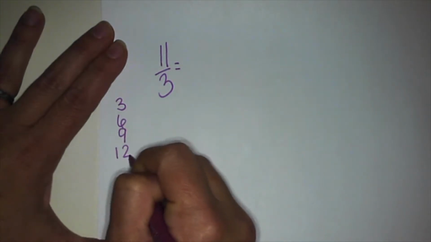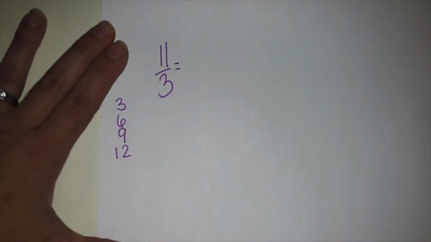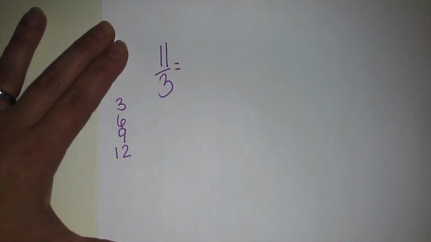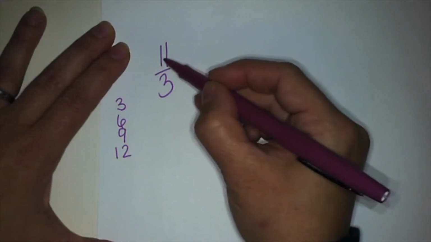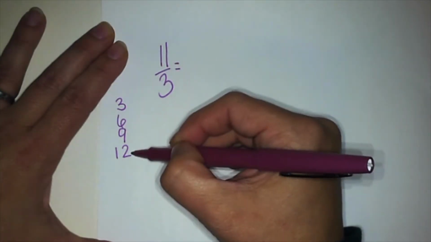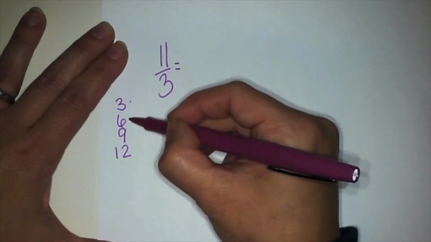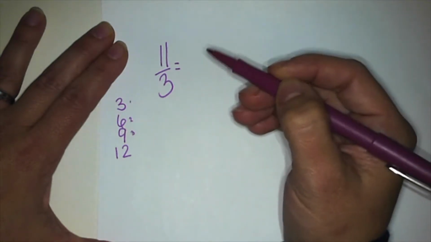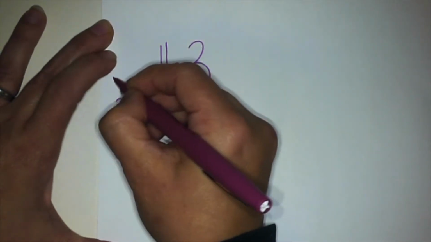Again, if you don't know about skip counts, you need to go watch that video too. Skip counts will help you get through everything, especially if you don't know your multiplication facts so well. So now what I'm going to look at in my skip count is getting to 11 without going over. This goes over, so there's 11 without going over. And that's the 1, 2, 3, the third skip count. So 3 is my whole number.